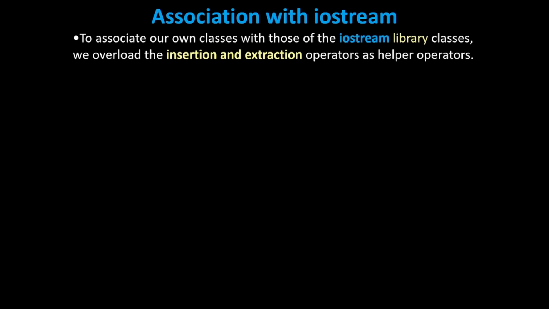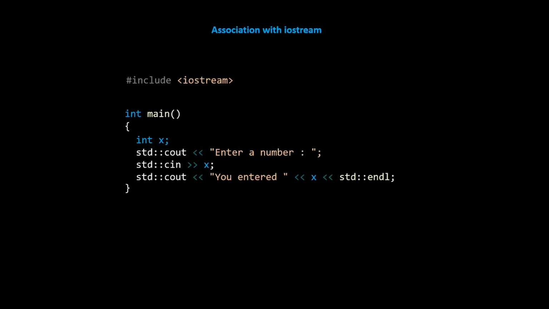Let's look at the association with iostream. To associate our own classes with those of the iostream library classes, we overload the insertion and extraction operators as helper operators. This very tiny little program here, it's just enter a number, you see in the number, and then you entered what it was. So we're looking at the left and the right operands here. So one is an object and one is a fundamental type.